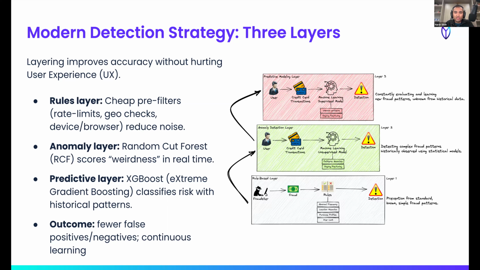And the third predictive layer is more of a classification layer. It uses classification machine learning models, and it classifies risk with historical patterns. A common choice used by a ton of enterprises is XGBoost. These layers are meant to work together to not just reduce overall noise, but also sift through anomalies, detect new patterns, and at the same time make fine-grained calls in detecting these attacks.